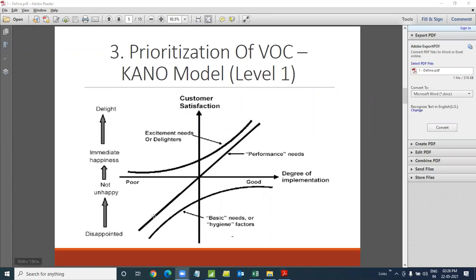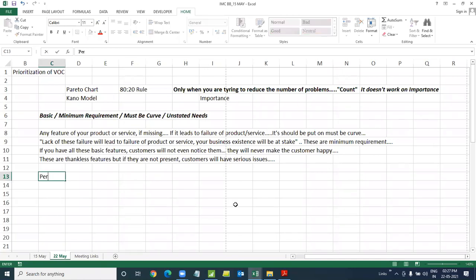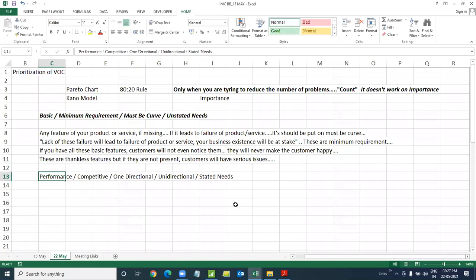The next curve is this curve, which has got multiple names. This is called the performance curve, competitive curve, one directional curve, unidirectional curve, or you can say this is the stated needs of the customer. Customers will specifically demand that I need this service, I need this feature. These are those features which customers will specifically ask for. If you give it, customers are happy. If you don't give it, they will be seriously unhappy.